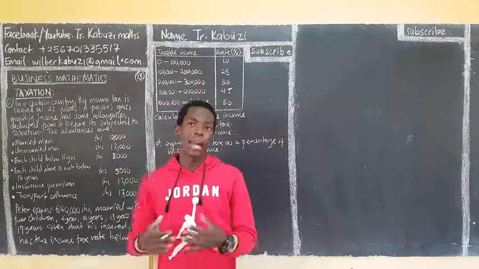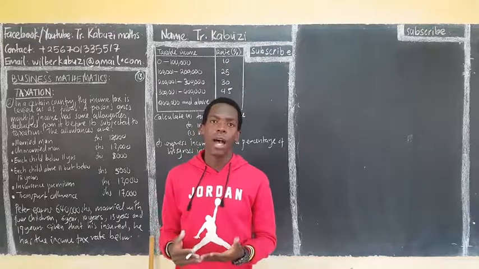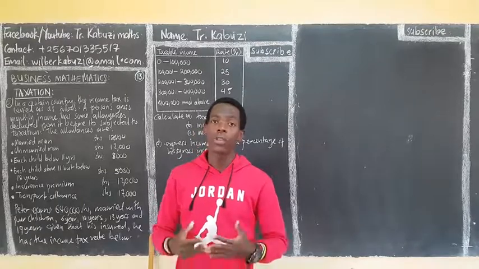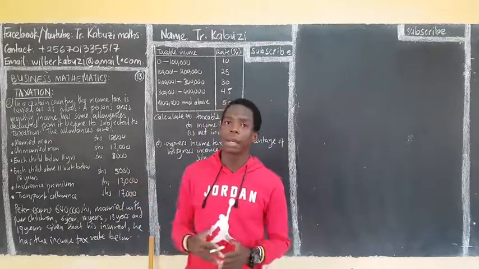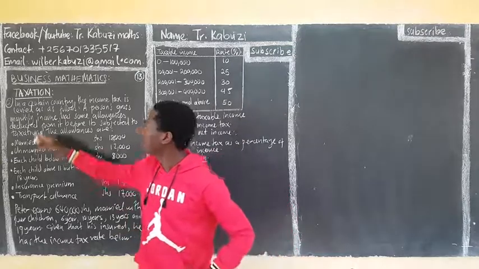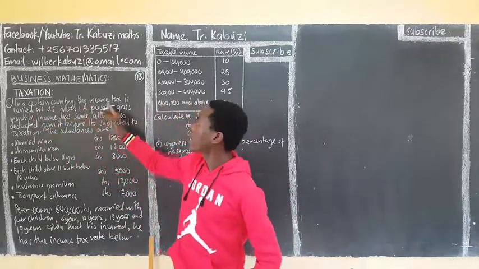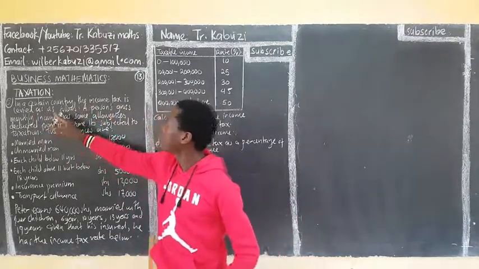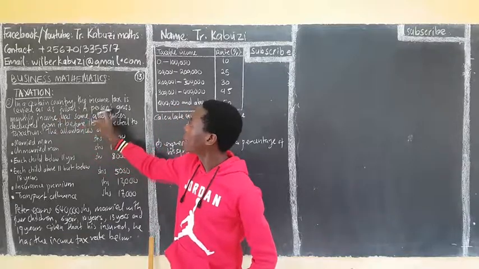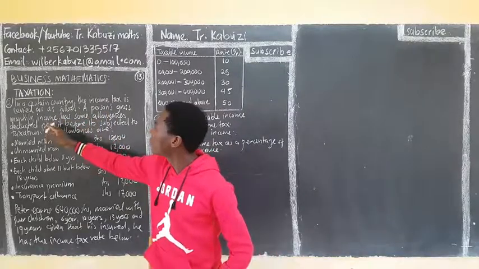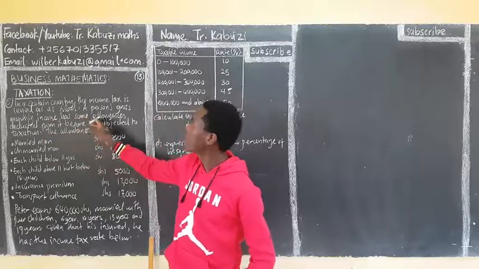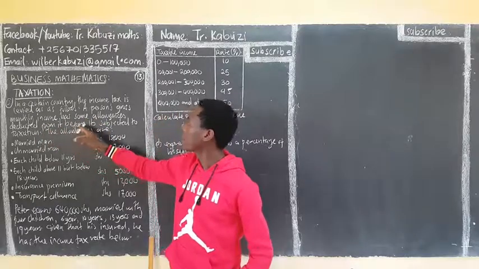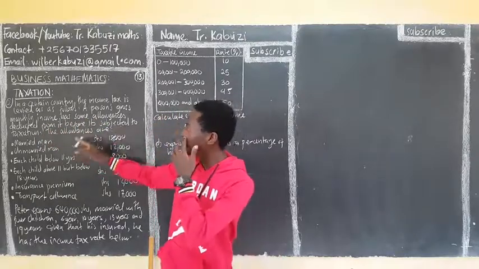Okay, this one now, they are going to give me a table that shows how that man or that woman is going to be taxed. So, in this example, we are going to see that. It says, in a certain country, the income tax is laid as follows. A person's gross monthly income has some allowances deducted from it before it's subjected to taxation.